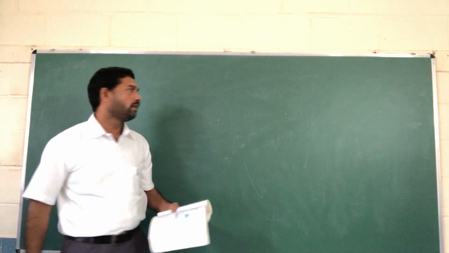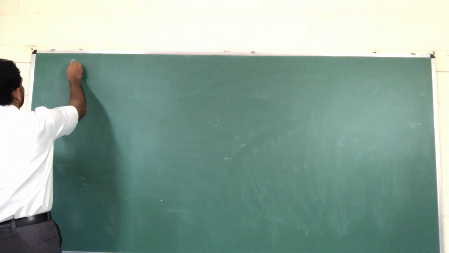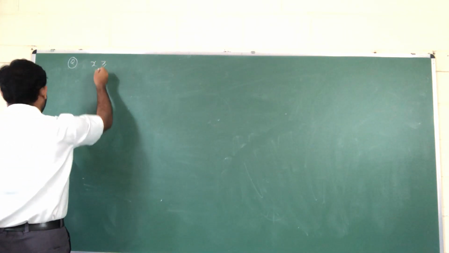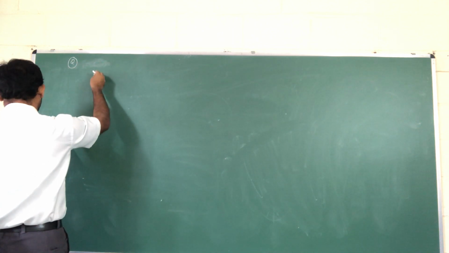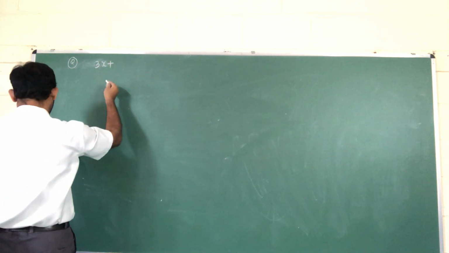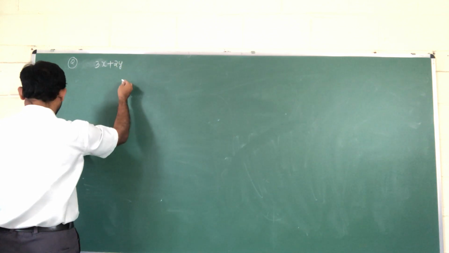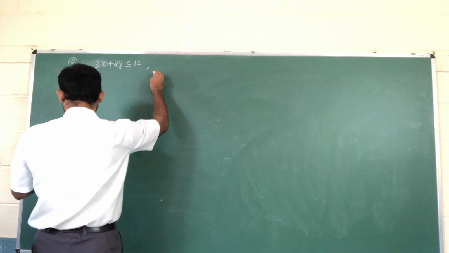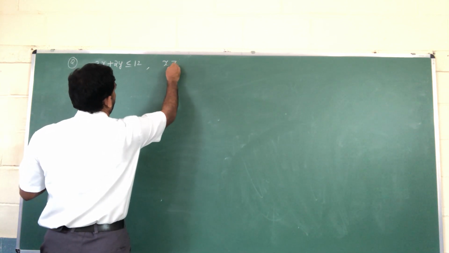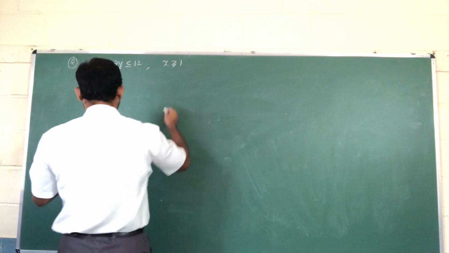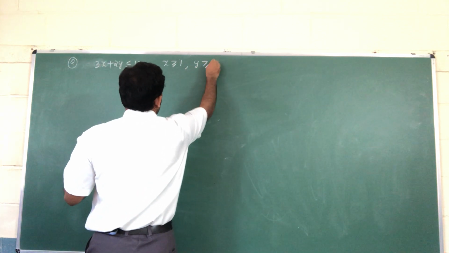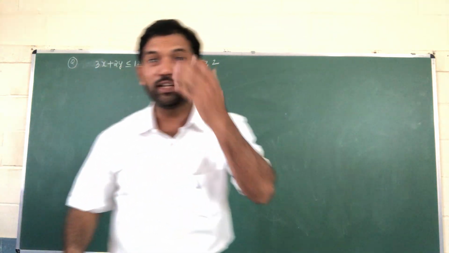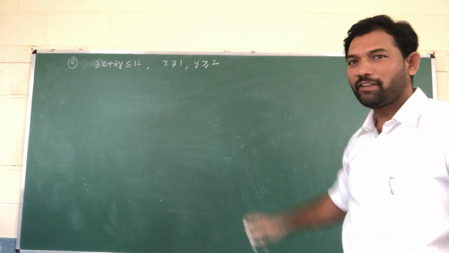So next question, second one, you see. X greater than or equal to 5. So 3x plus 2y less than or equal to 12, comma, x greater than or equal to 1. Next, y greater than or equal to 2. So in this problem three inequalities are given.